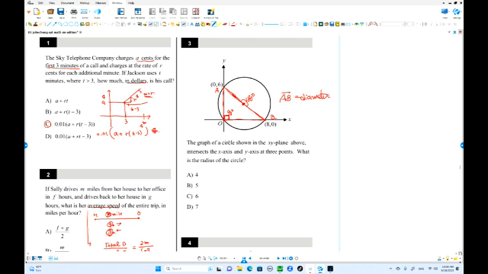So how can you find the length of the diameter? From here to here, that is 6. From this point, the origin, to the other x-intercept is 8. This is 6, 8, 10, right? 3, 4, 5. Right triangle triplet. So the diameter is 10. The radius is half of this, which is 5. Choice B is the answer, okay?